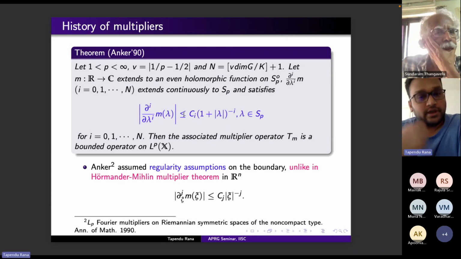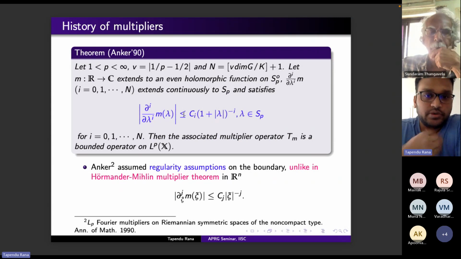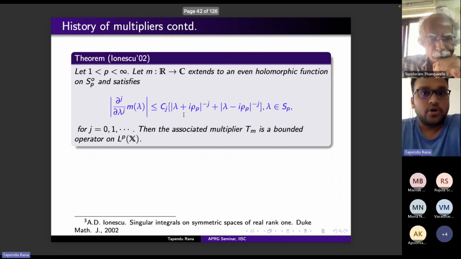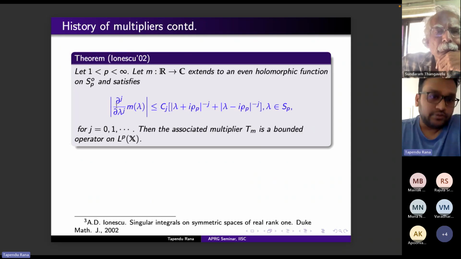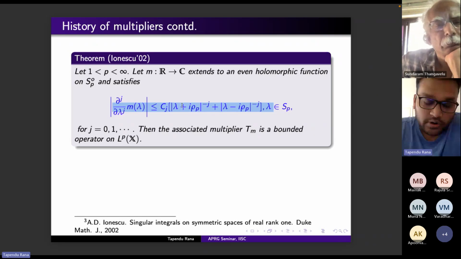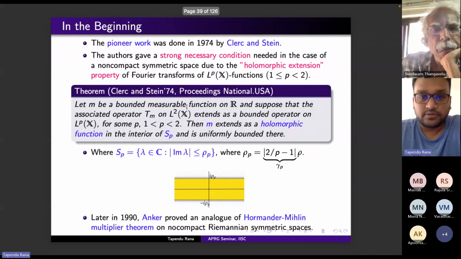Okay. But Anker still actually mentioned in this paper that it should be possible to relax the singularity condition on the derivatives of m and still have Tm be a bounded operator on LP(X). And this exact question was followed up by Ionescu, where he assumed that you take a multiplier satisfying this kind of differential inequalities. Now here observe the derivatives of m have singularity at plus minus i rho_p. Here rho_p gives these two points.